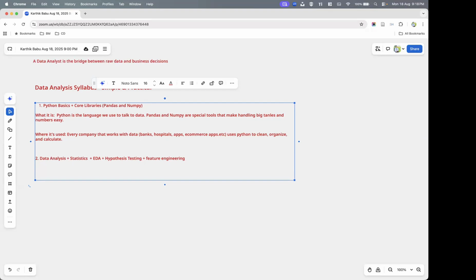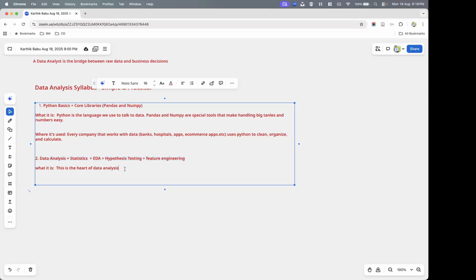All these topics are part of data analysis, but let me give you a small hint what it is, and also I'll give you a hint where it is used. I will say that this is the heart of data analysis: data analysis, statistics, EDA, hypothesis testing and feature engineering. So if you want to be strong in data analysis, you need to learn these particular topics and concepts solidly. And if you learn these concepts solidly, you will be able to understand the core of data analysis very easily.